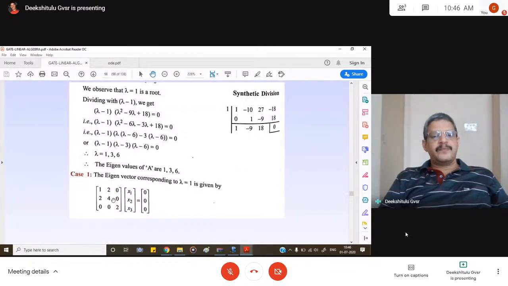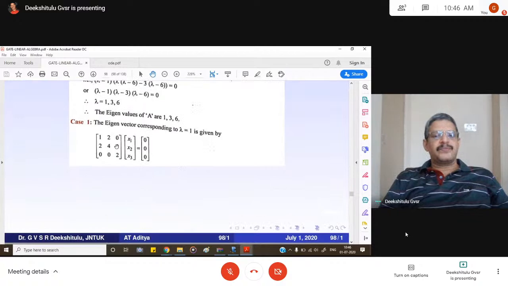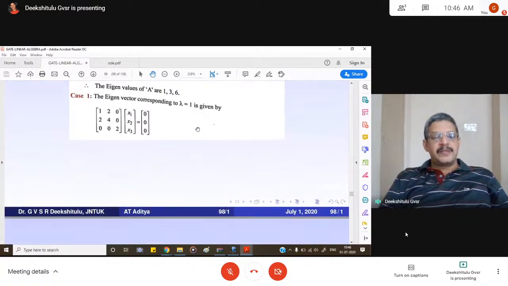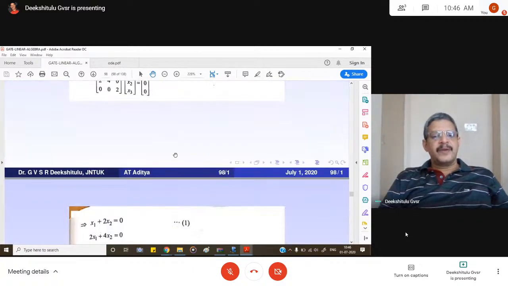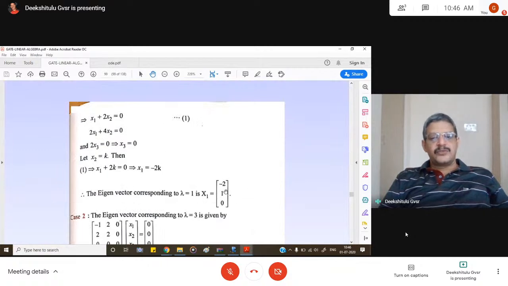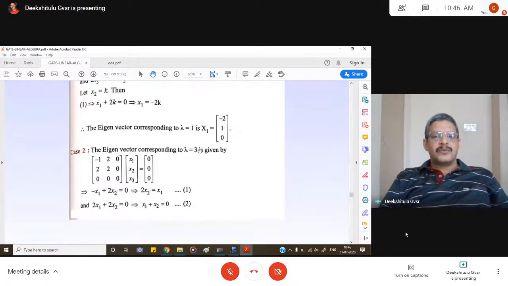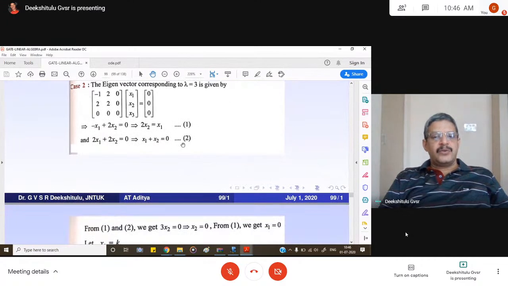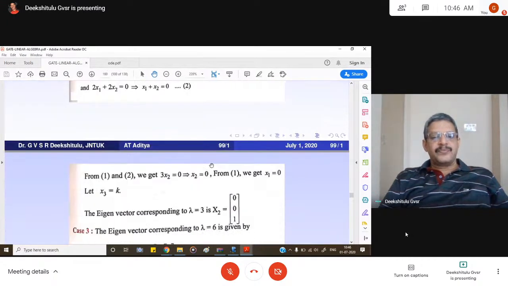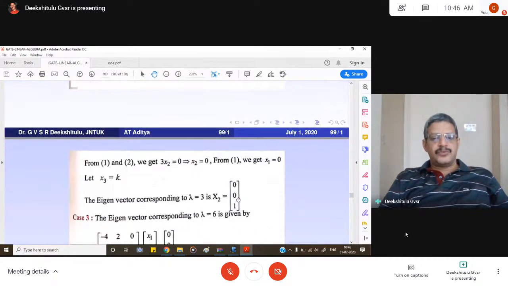So corresponding to 1, this is the equation. This A minus lambda into x becomes like this. So if you solve them, x1 is minus 2, 1, 0. So corresponding to lambda is equal to 3, to solve these equations, you get x2 is equal to 0, 0, 1.